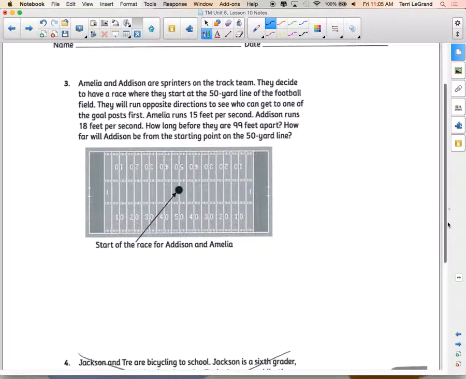Oh, there's two questions. We're going to ignore the second question for right now. Okay. Well, what do you think? This is kind of nice to know, yes, that they're on this track team. They decide to have a race where they start at the 50-yard line. Are we going to need that 50 in our equation, do you think? No. So let's get rid of it so we don't think we have to use that number in our equation. This picture here shows us they're starting at the 50-yard line. They will run in opposite directions to see who can get to one of the goalposts first.